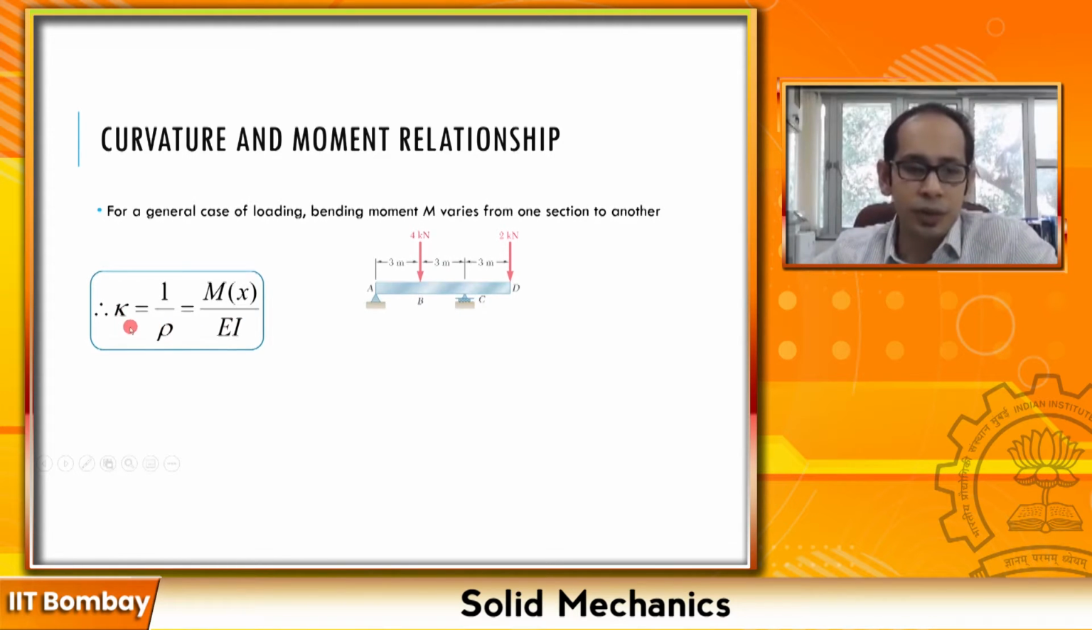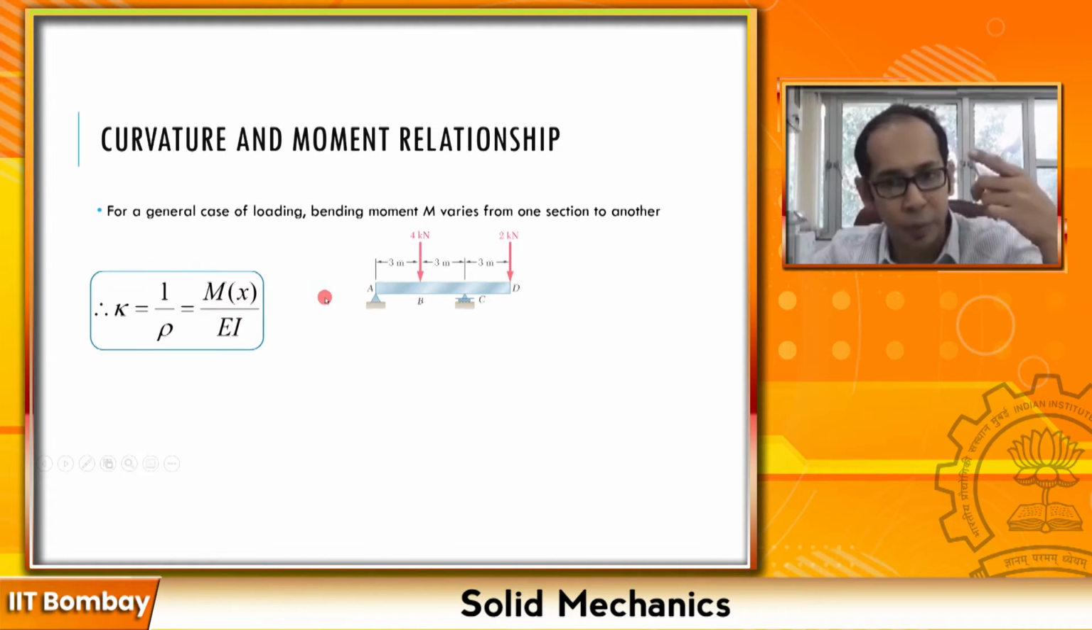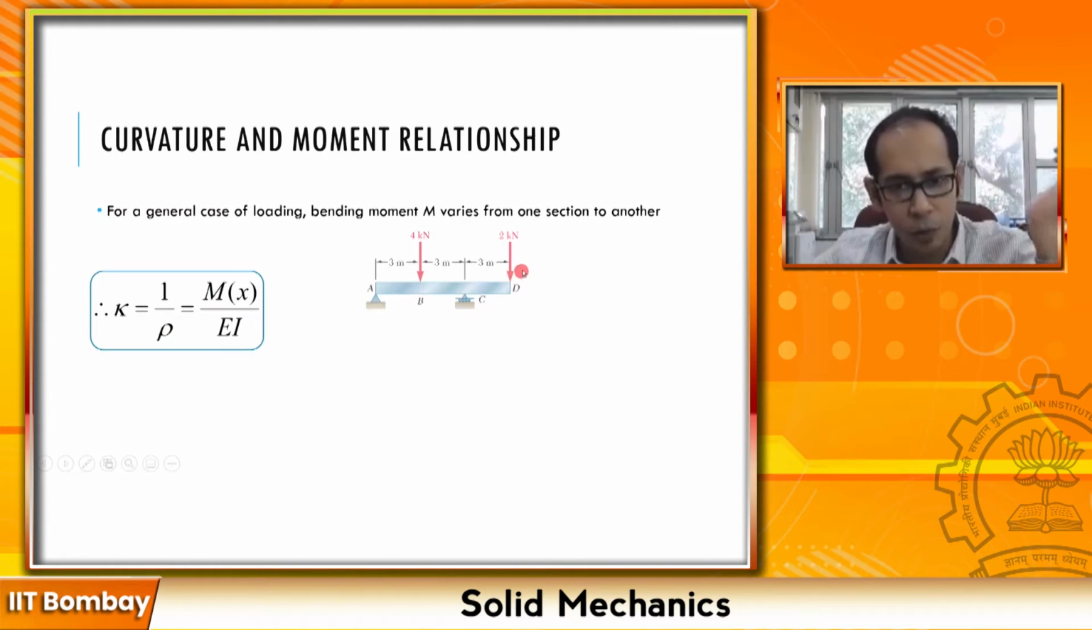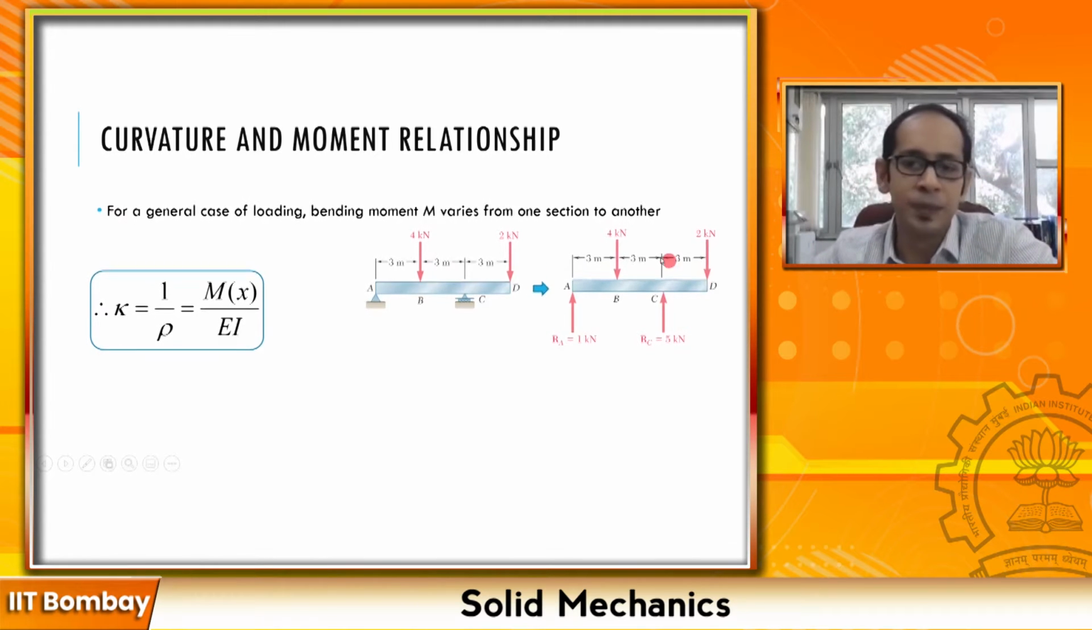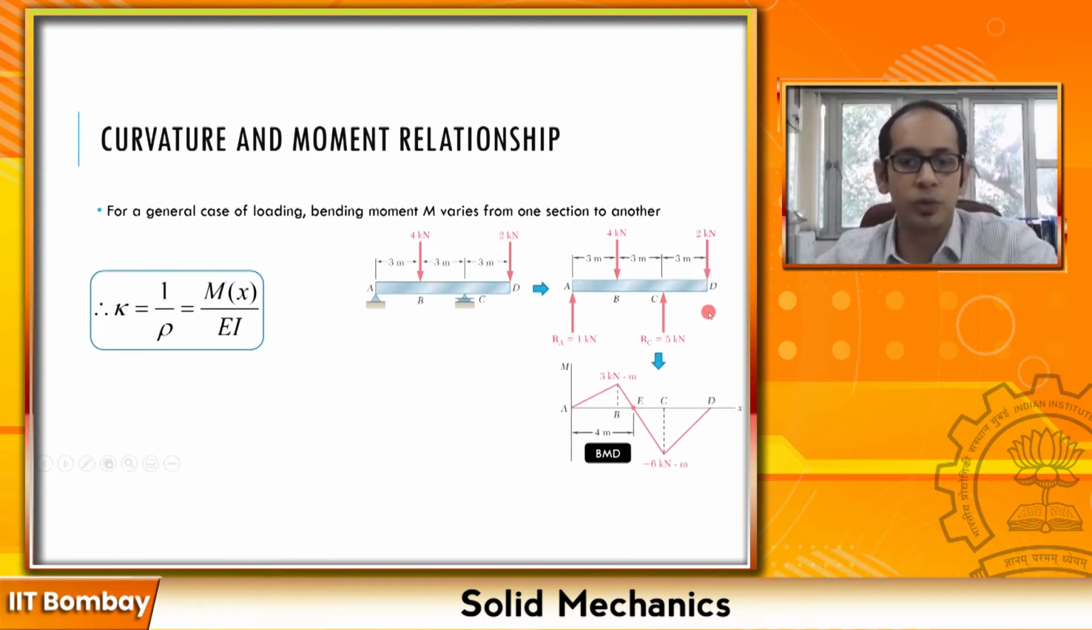Now how do we expect the curvature to change? We know that since curvature is related to the moment, first I have to draw the bending moment diagram. Before that, I have to find out the reactions over here. This is already done in this case, so the reactions which you get are something like this. Once you have the reactions for the beam, this is the free body diagram, you can go and draw the bending moment diagram, and this is already drawn for you over here.